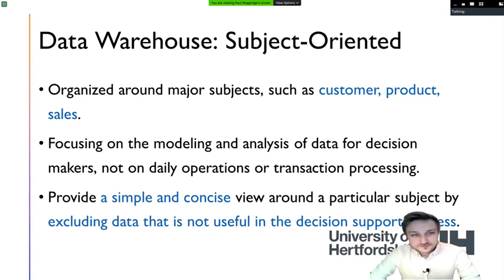Now, going through the different elements of Bill's definition of a data warehouse. Subject-oriented means that the data warehouse is organized around the major subjects, rather than in an operational database, where it will be organized around forms or around the business process. It makes it simpler to work with from an analysis point of view, and only contains the data that's important for analyzing and making decisions, which is the ultimate purpose of the data warehouse.